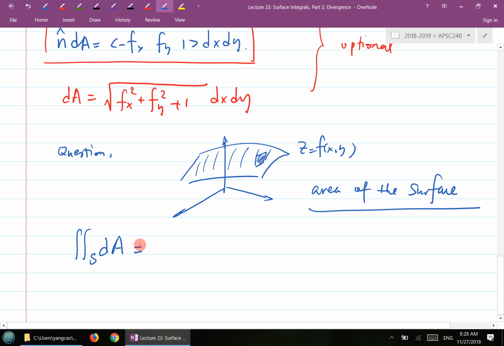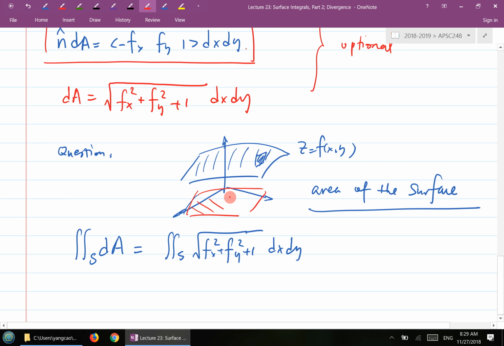Now you see the beauty here is the formula for the dA, which is this one. You can literally plug in this dA formula, and then all you get is a double integral that deals with two variables x and y. And for x and y, you can find the limits based on the shadow of the surface in the xy plane. So this is the formula for calculating the area of the surface.